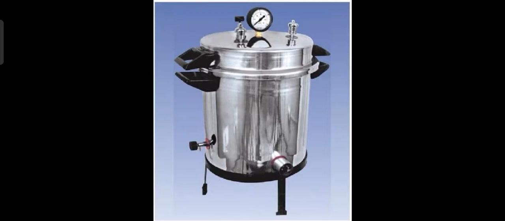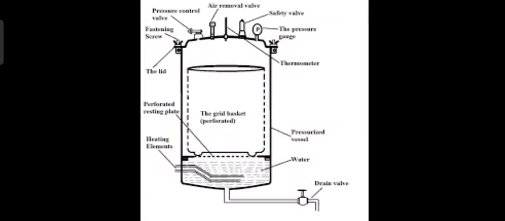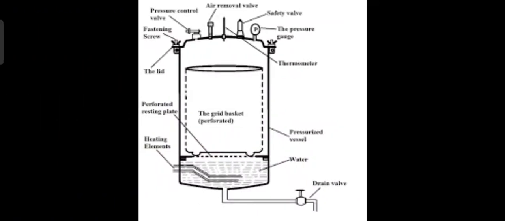Here we use temperature above 100 degrees centigrade. Autoclave is a cylindrical vessel having double walls around all parts except the upper side. It is built to withstand the steam pressure of at least 30 lb per square inch. What is the principle used here?